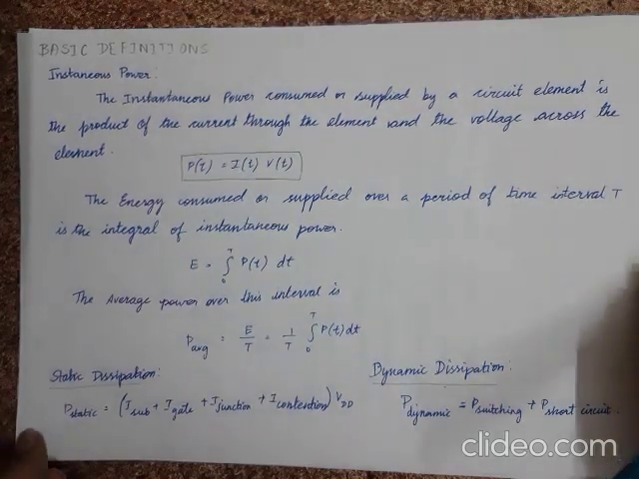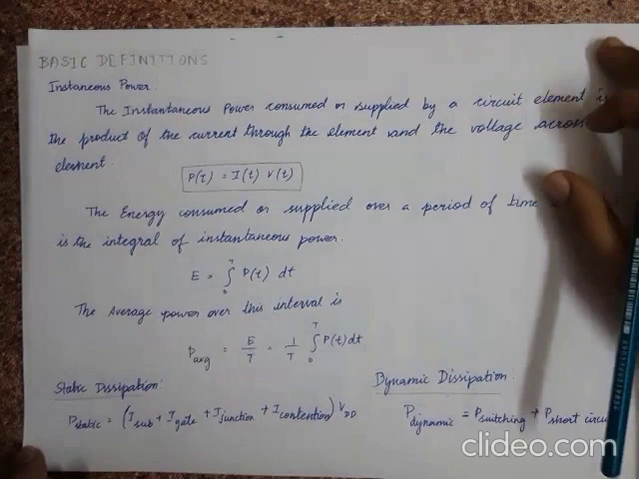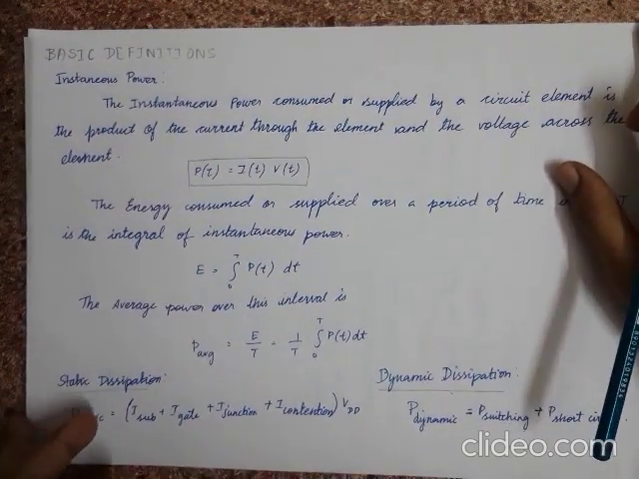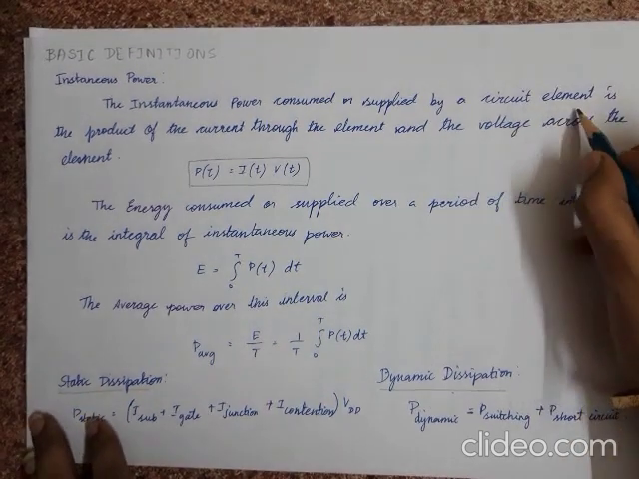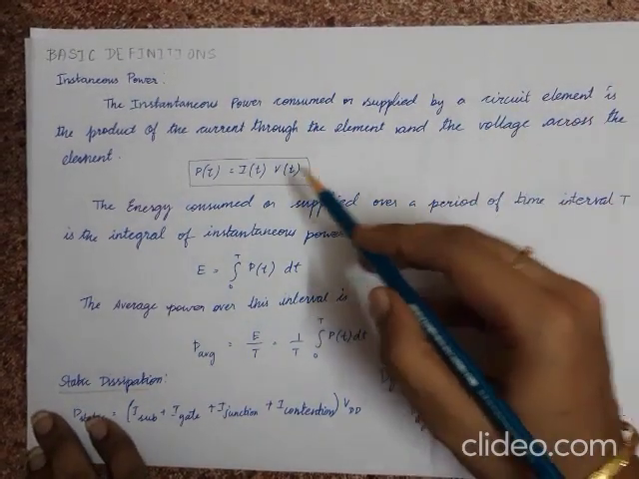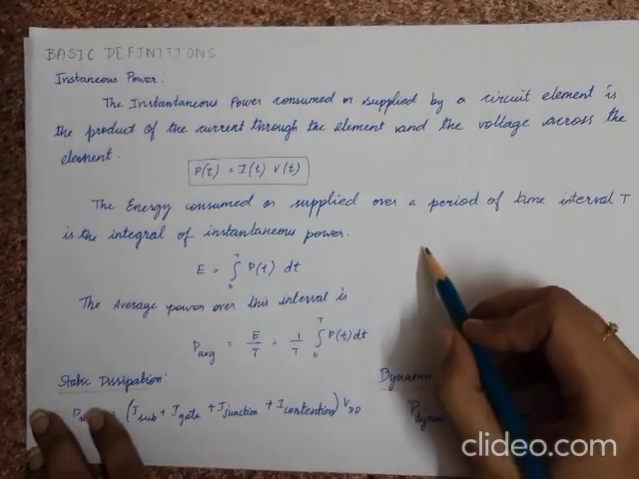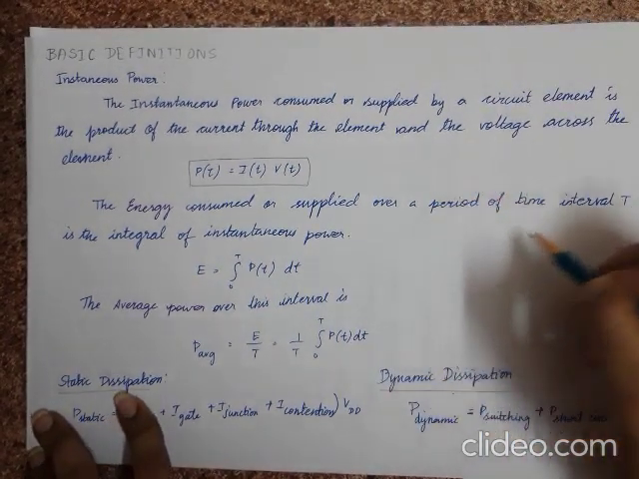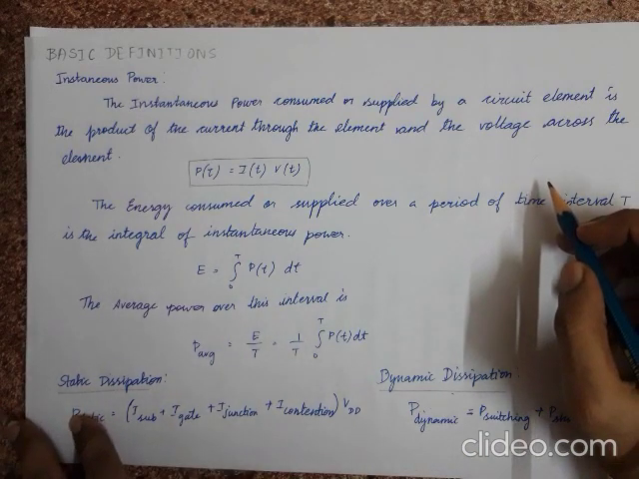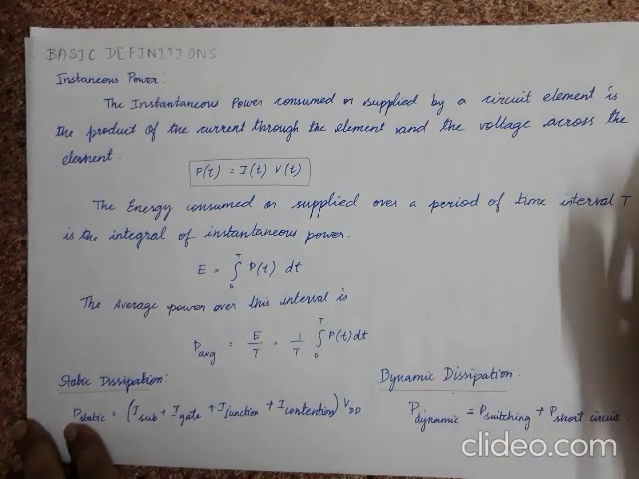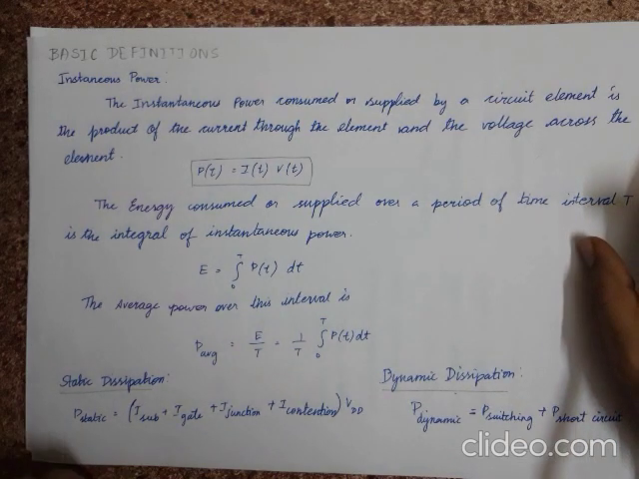Hello everyone. The topic we're going to see is power dissipation. These are the basic terms related to power dissipation. Instantaneous power, which is nothing but the product of current and voltage. And then we have energy, which is the integral of the previously discussed instantaneous power. And then we have average power, which is just energy divided by time t.